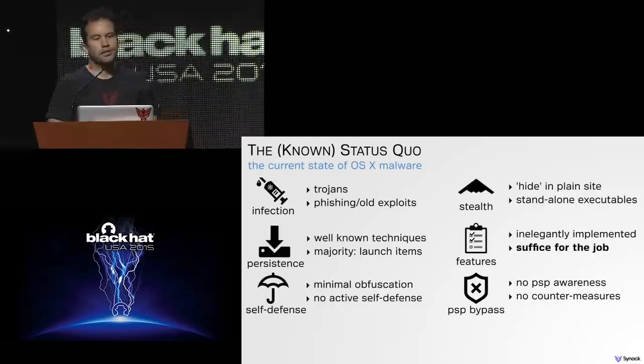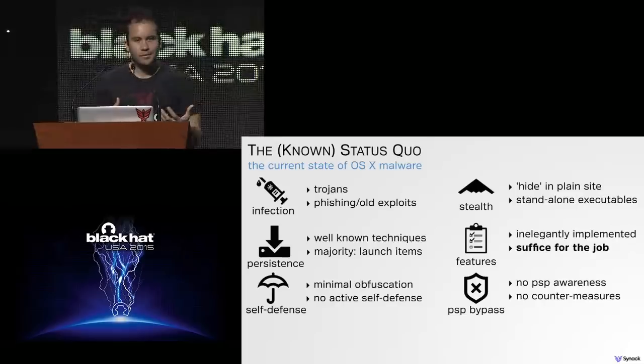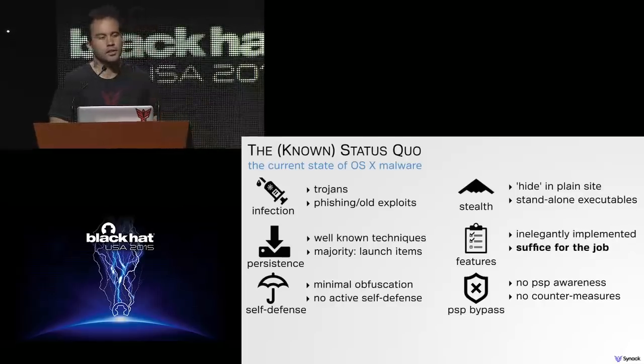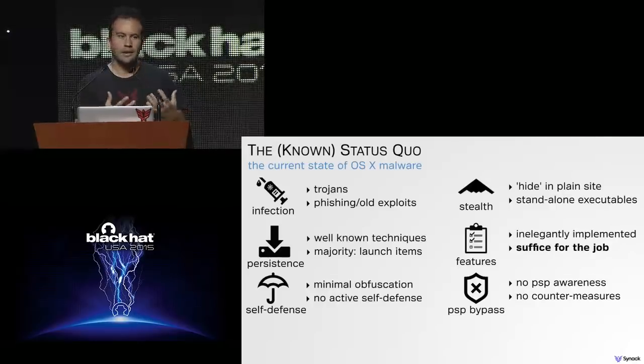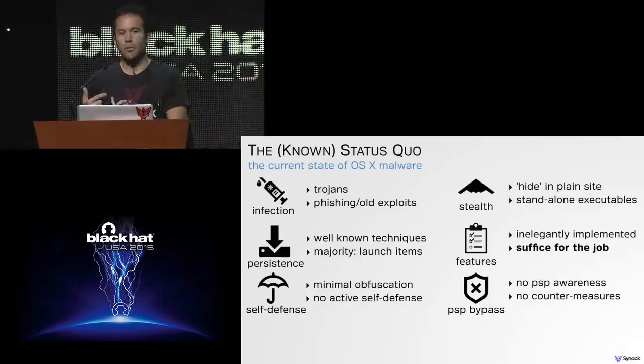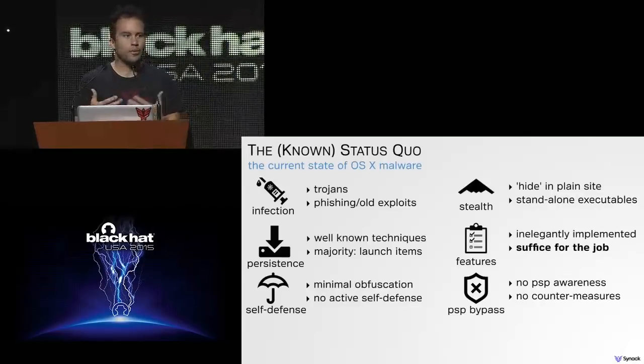In terms of features, this is the one area where I would say current OS X malware is sufficient, gets the job done. But if you look a little closer at how these features are implemented, a lot of times it's done in a very amateur, inelegant way. So say they want a reverse shell, they'll actually bind a shell to a remote port instead of doing it in proc. So if you list the open ports on your computer, you'll see a listening port bound to a shell, which again, is really not that stealthy.